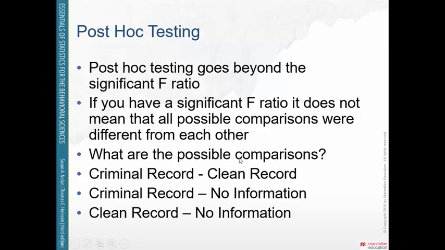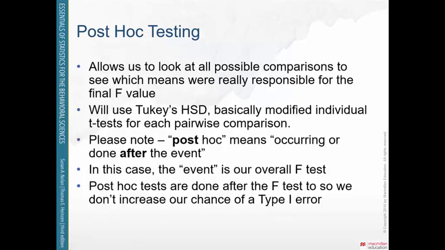So when we're thinking about the criminal record and the clean record and the no information group, what are our comparisons? If we're talking about pairwise comparisons, what are all the possible comparisons? Well, we can compare the criminal record group to the clean record group. Whose guilt ratings were higher in that comparison, or are they the same? We could compare the criminal record group to the no information group. Again, is anybody higher than the other in terms of guilt ratings of these two groups, or are they the same? And then the clean record group to the no information group. So we've got three possible pairwise comparisons, and this is what our post-hoc test will do for us.